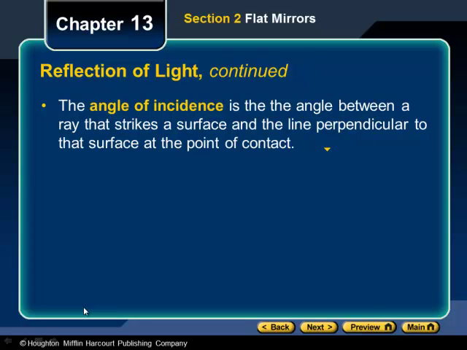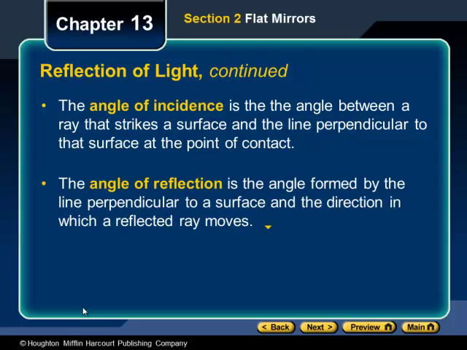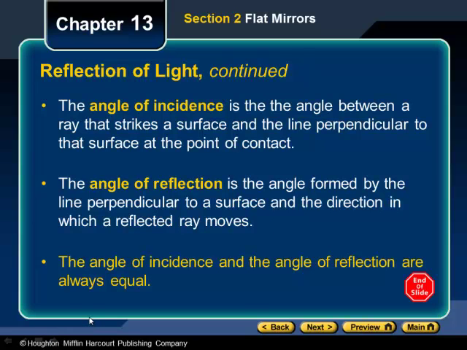For reflected light, the angle of incidence is the angle between the ray that strikes the surface and a line perpendicular to that surface at the point of contact. The angle of reflection is the angle formed between the perpendicular to the surface and the light ray that travels away from that surface. The angle of incidence is equal to the angle of reflection. That is known as the law of reflection.